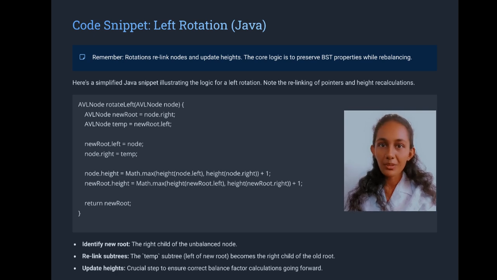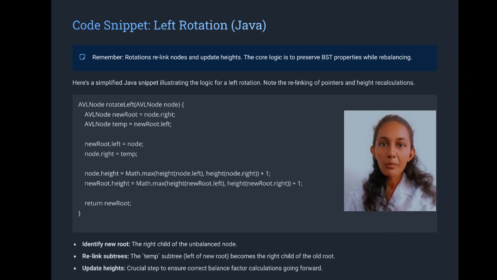Then new root left equals node. It means attach A as the left child of B. This is like saying B is now the new parent. A becomes its left branch. Node right equals temp. Take the stored subtree and reattach it to A's right side. So nothing gets lost, everything stays connected.